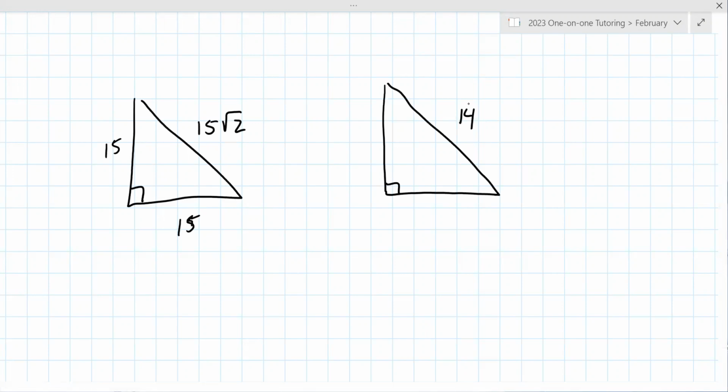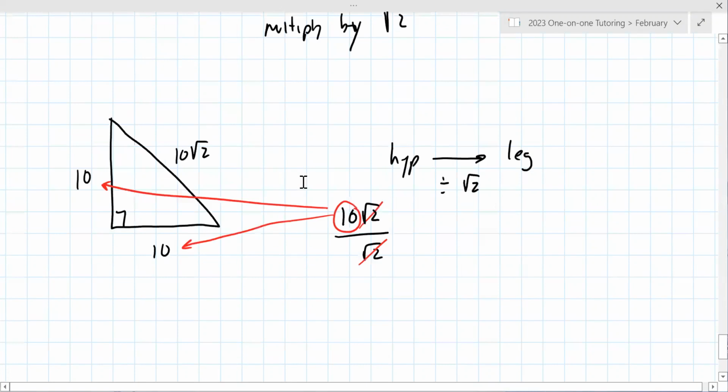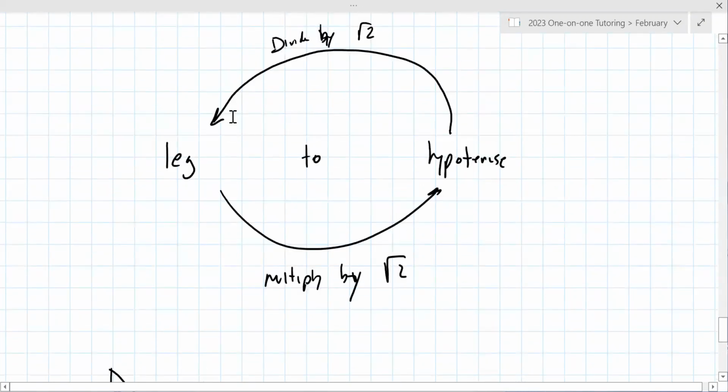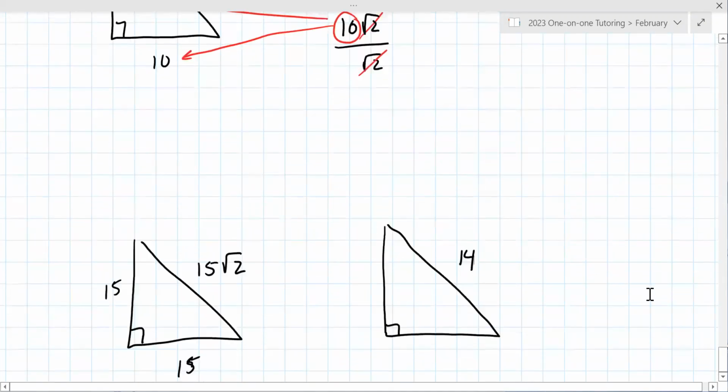14. That is 14. Oh, wait a minute. 14 square root of 2. Let's go back and look at the picture. How do you go from the hypotenuse to the leg? Divide. You have to divide.